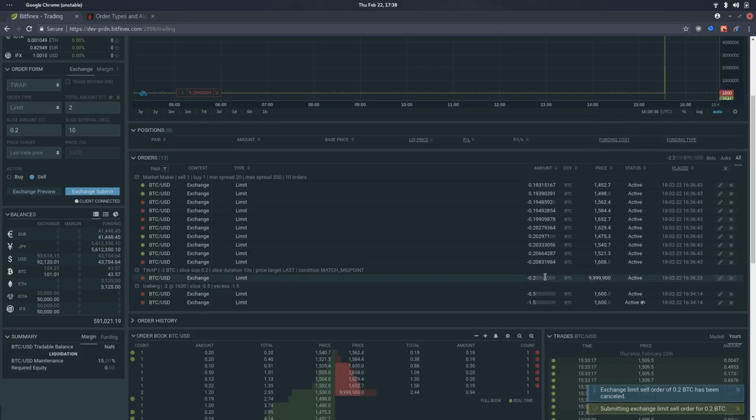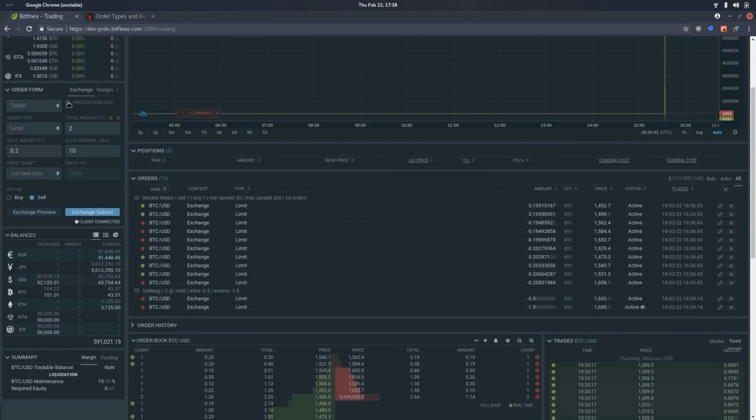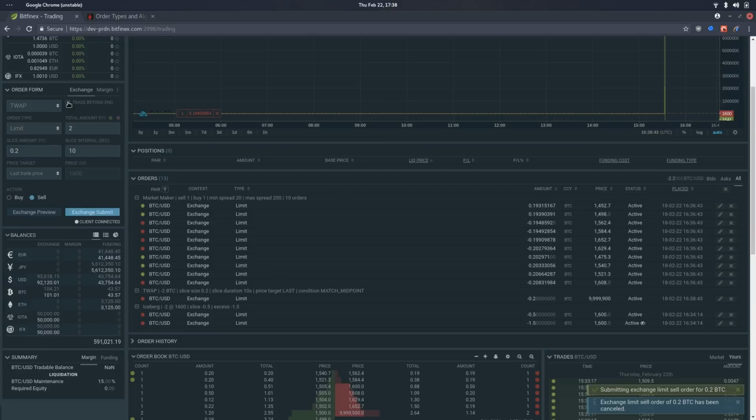Every 10 seconds, it's canceling and resubmitting the order as well, which you can see. If I was to have ticked the trade beyond end box, it would keep the orders open, which you may or may not want to do.